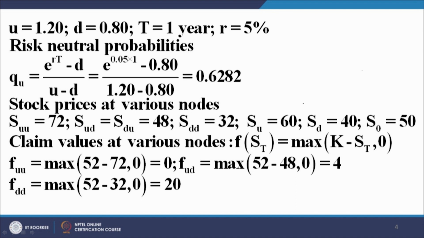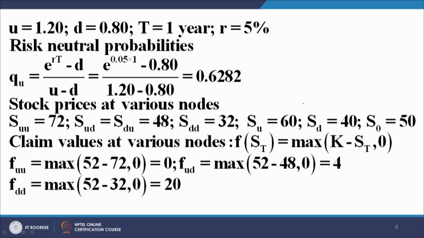And please note here one thing, that S u d is equal to S d u, that is equal to 48. A tree where the branches recombine is called a recombinant tree. So, please note this particular feature of this type of binomial tree. S d d is equal to 32, S u is equal to 60, S d is equal to 40 and S0 is equal to 50.